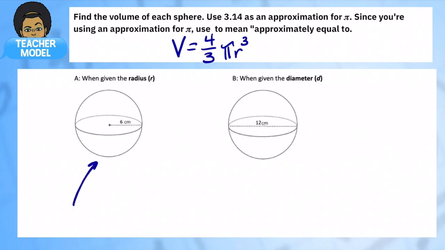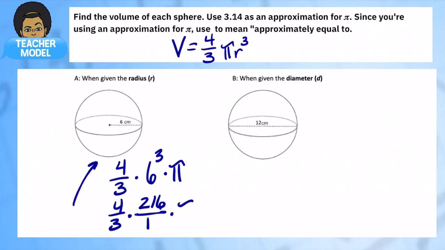So in the first case, where they're giving us a radius, we're just substituting. You take whatever your radius is, in this case 6, and cube that, and then multiply it by pi. I'd also advise that when you cube your radius, you turn it into a fraction. In this case, it's 4/3 times 216 over 1 times pi. That's going to be super helpful. Then you just multiply your fractions the way you normally would.